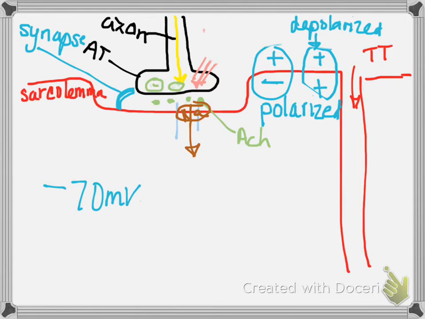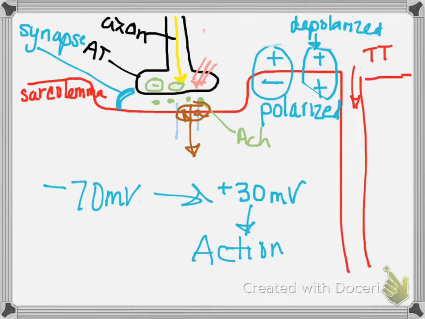Once we reach a certain number, which is positive 30 millivolts, then we call for, what does the director say when they want something to happen? Action. Action! Now the action potential can happen. So when the inside of the cell reaches positive 30 millivolts, then something kind of crazy happens.